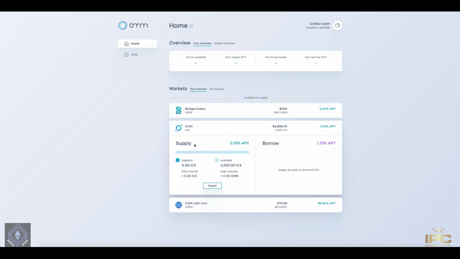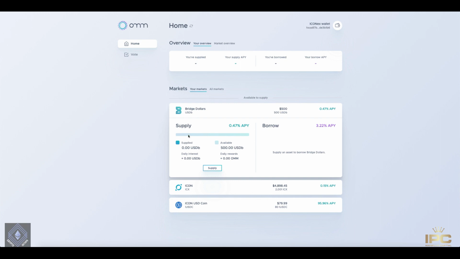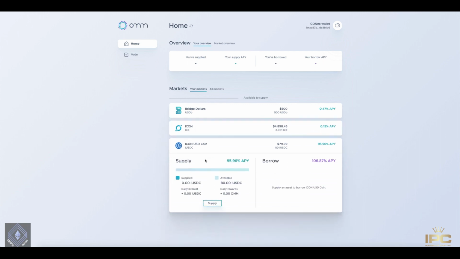So leaving that where it is, let's check some of this other stuff out. Bridge dollars. At the moment, if I were to supply, I am getting only 0.47 APY. However, if I were to borrow, I would have to pay this much interest. Now let's look at this one. Whew. If I supply, I can look to earn this much interest, and if I went to borrow, I would be paying this much interest.